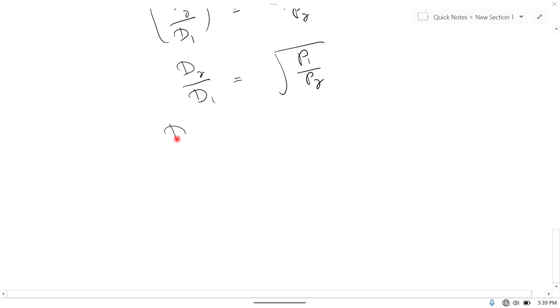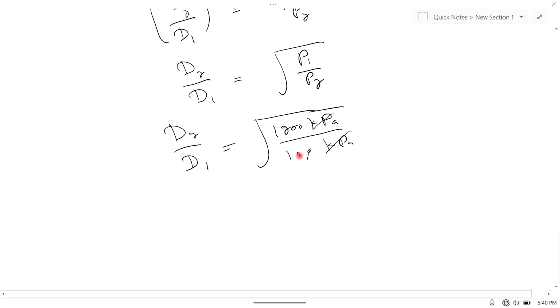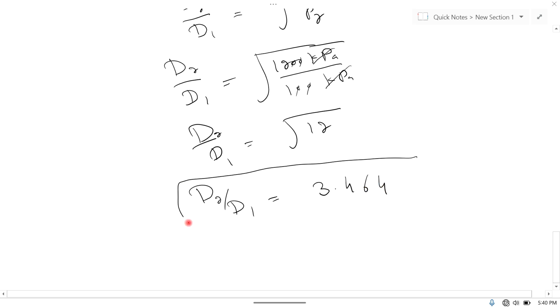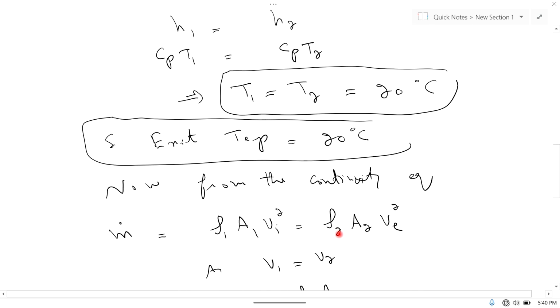So D2 divided by D1 is equal to the square root of P1, which is 1200 kilopascal, divided by P2, which is 100 kilopascal. Kilopascal will be cancelled with kilopascal, and 100 will be cancelled. So D2 divided by D1 is equal to the square root of 12, and D2 divided by D1 is equal to 3.464. This is the ratio of exit and inlet diameters, and the exit temperature is 20 degrees centigrade.